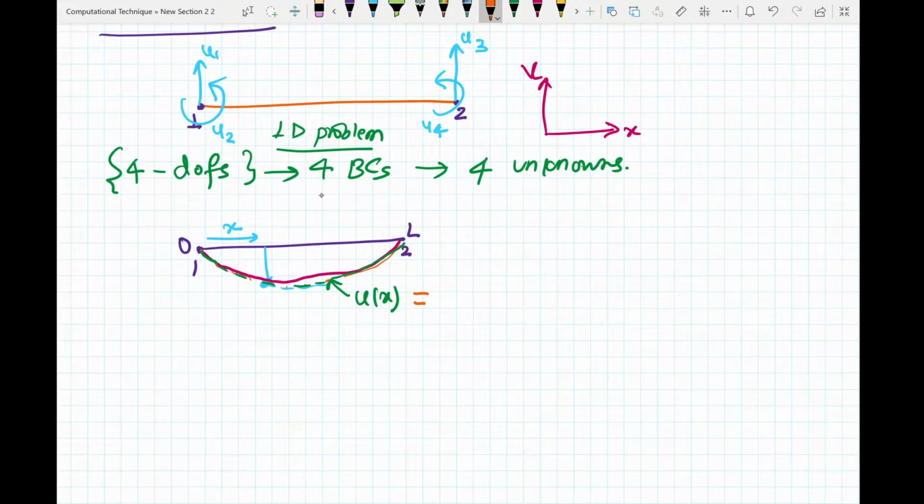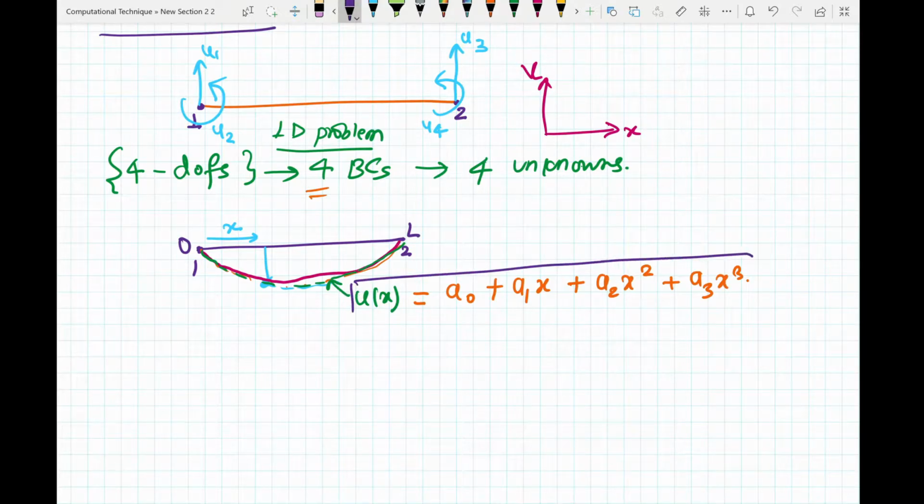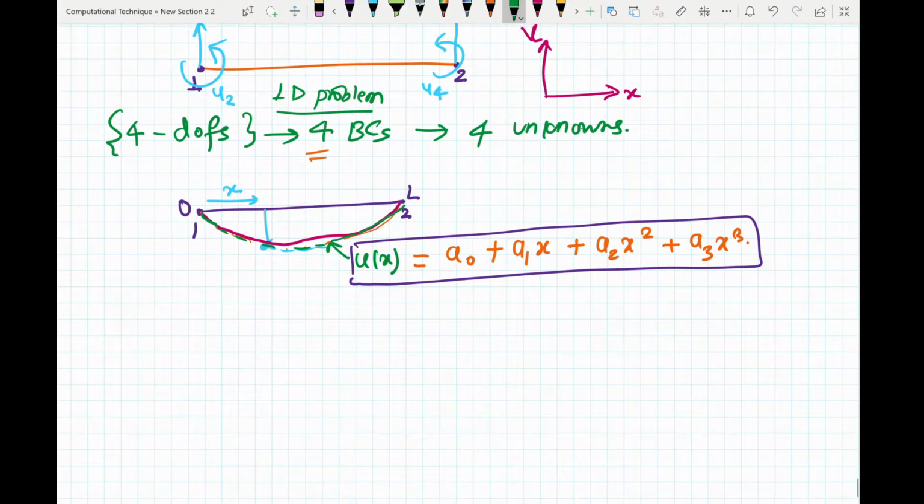Now, since there are 4 boundary conditions, we can have an equation which has 4 unknowns. Let this be like this. So this can be our equation in cubic form. This is similar to the one we did in the bar element. Now in the bar element, we only had 2 degrees of freedom. Therefore, we only had this part here, and we had to solve for A0 and A1. Now here, since we have 4 degrees of freedom, we solve for 4 of them.